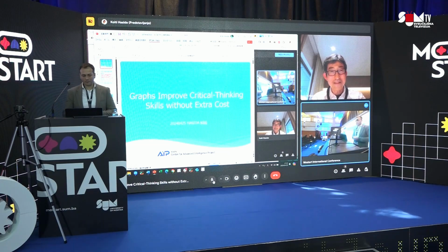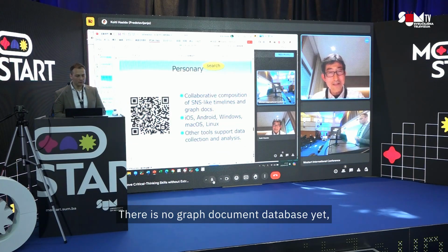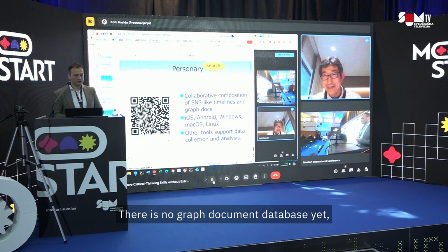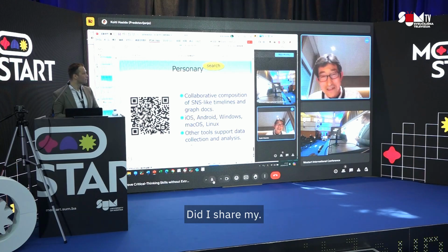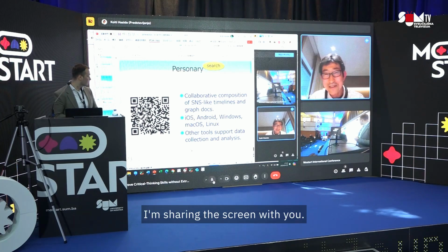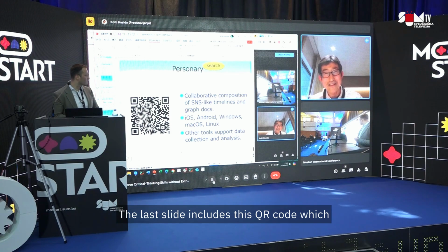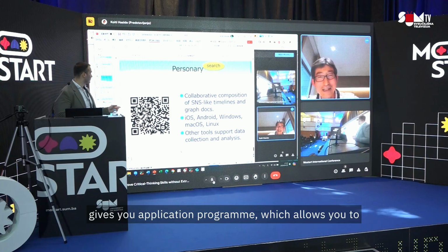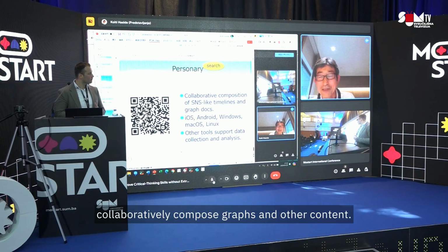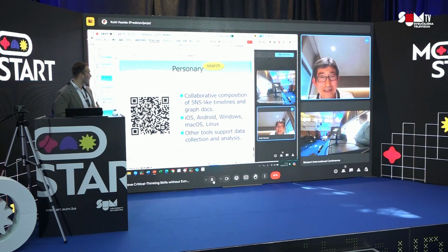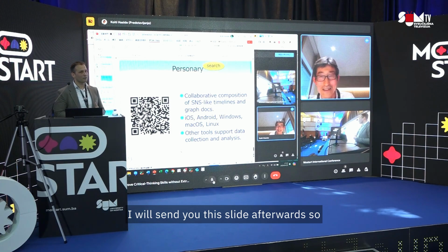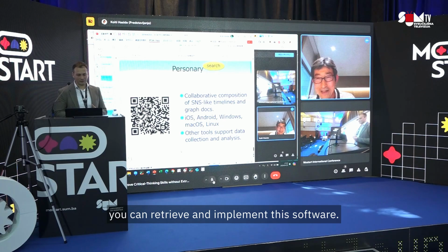There is no graph document database yet, but can you look at the screen? I'm sharing the screen with you. The last slide includes this QR code, which gives you an application program which allows you to collaboratively compose graphs and other content. I will send you this slide afterwards, and so you can retrieve and implement this software.